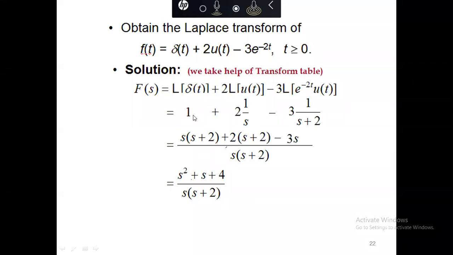So now we have this function in the form of partial fractions. So we will find the numerator and denominator polynomial from these three Laplace transforms. The value of this is s squared plus s plus 4 over s times s plus 2.